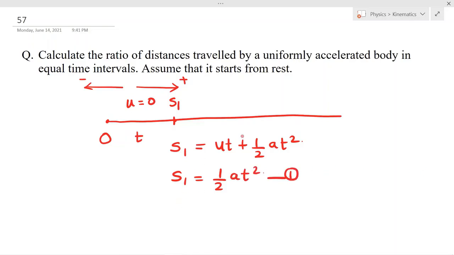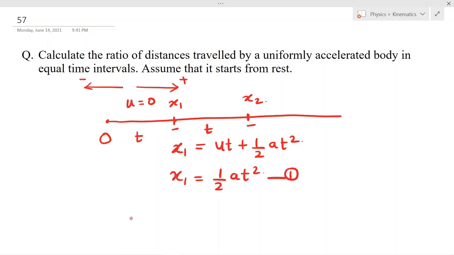So now let's say in same interval of time t it covers s2 distance, so this is s2 plus s1. Let's say its displacement is x2. Since we are using s for displacement, let's use x1 and x2, so this will be better. So x1 is the position coordinate of this point and x2 is the position coordinate of this point.